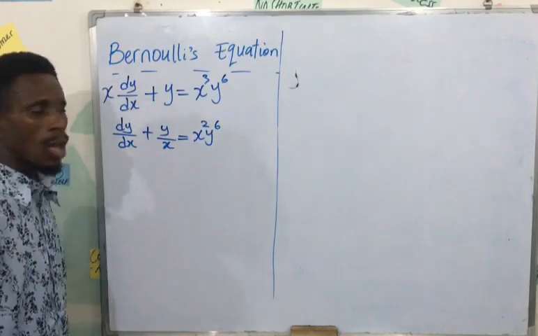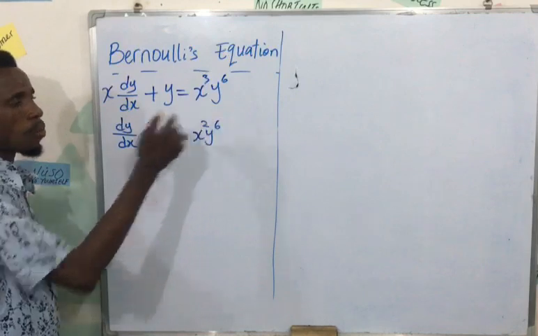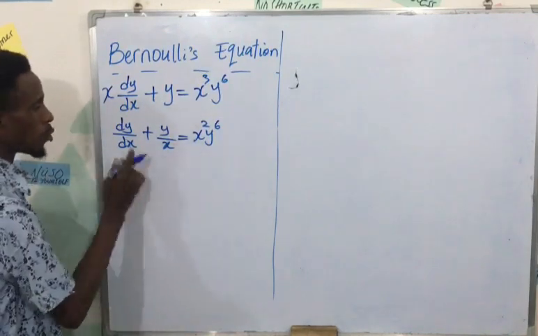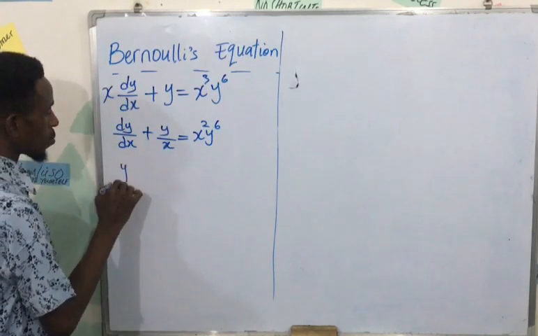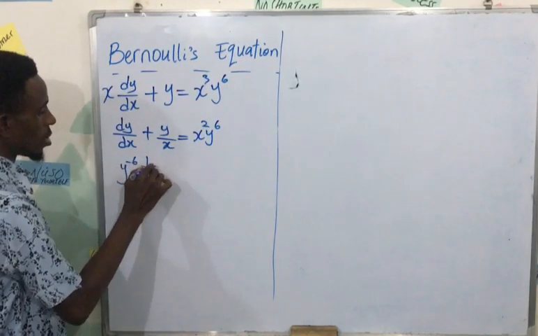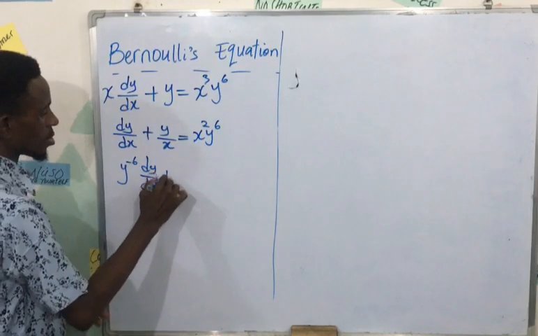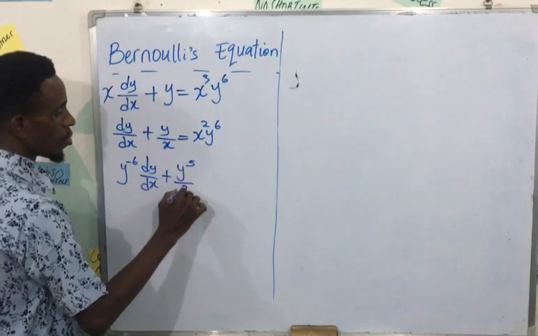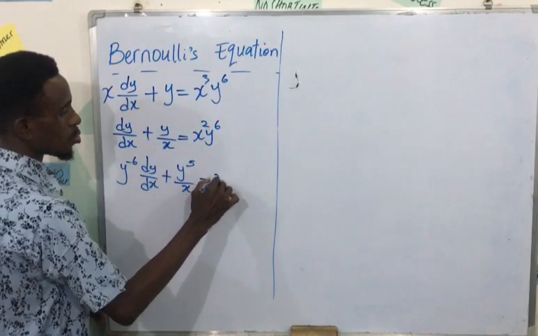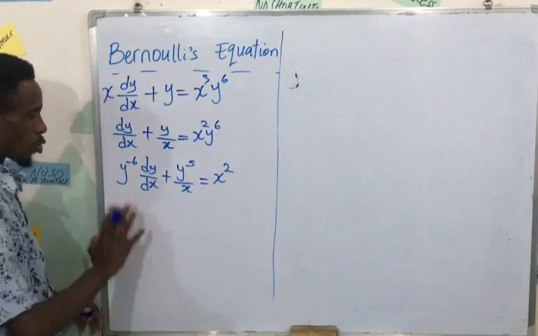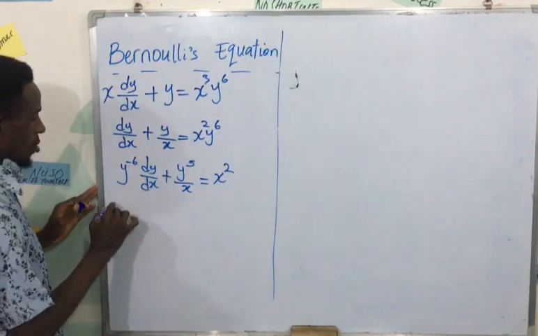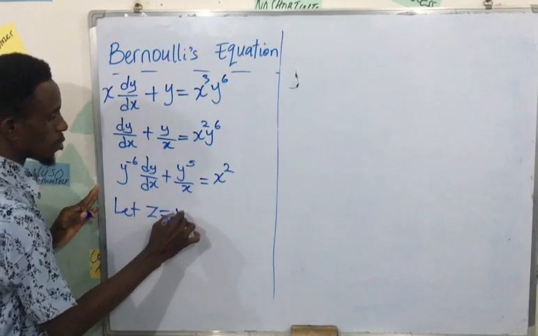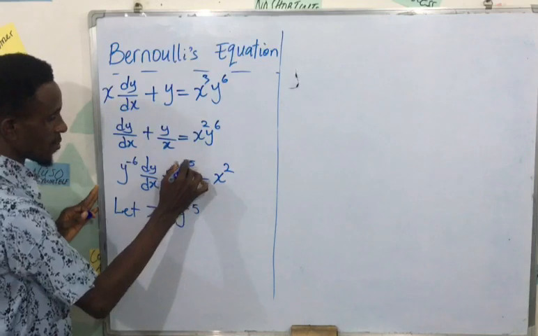Then secondly, I will still divide all through by y to power 6 because I have to express it in Bernoulli form. So dividing all through by y to power 6, I'll have y to power minus 6 dy dx plus y to power minus 5 over x is equal to x squared. Good. So at this point now, I'll say let z equal to y to power minus 5.